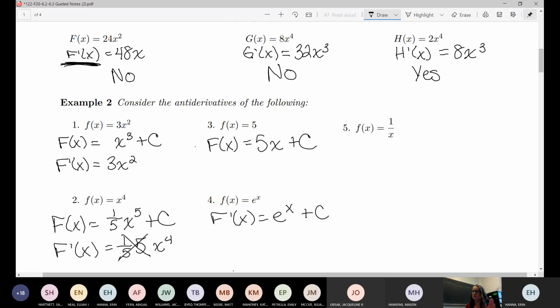So we're essentially taking our derivative rules and going backwards. One last one before I write down the official rules. What's a function such that its derivative is 1 over x? What derivative rule gave you 1 over x?